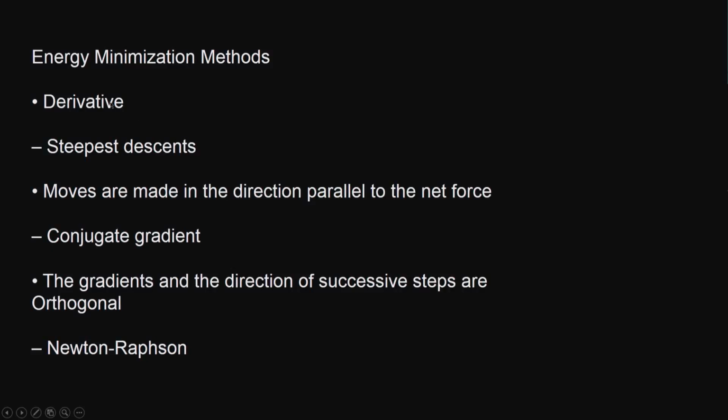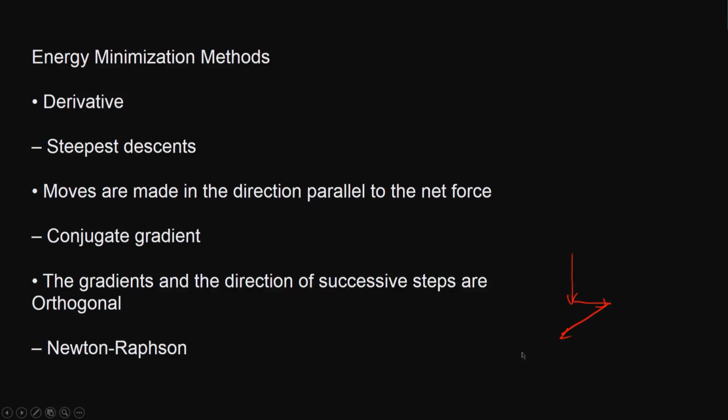Okay, so there are many energy minimization methods. The derivative method, where you calculate the first derivative or you calculate the Hessian. We have the steepest descent method, that means you take the direction in which the slope descends very steeply and follow that. So moves are made in the direction parallel to the net force. Then we have conjugate gradient. The gradients in the direction of successive steps are orthogonal. So if you move in one direction, next time you move in the second direction, third time in the third direction, like that, each one is orthogonal to another.